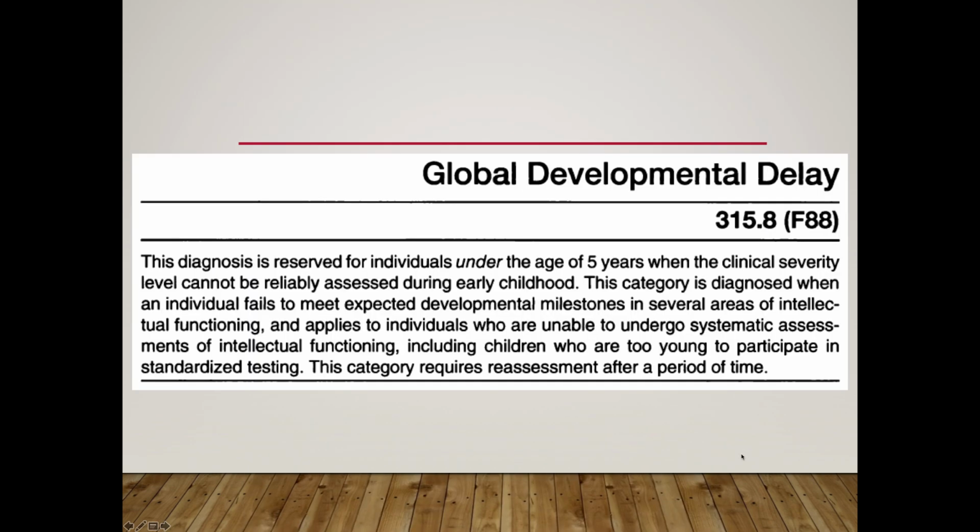Global developmental delay is a diagnosis reserved for individuals under 5 years old, because you can't give an IQ test to a child that's younger than like 6, I think. A pediatrician or parents might see signs of a developmental delay. They're not walking, they're not talking. And so it's not specific enough to say that it's maybe selective mutism or something like that. We're seeing it in a number of areas.